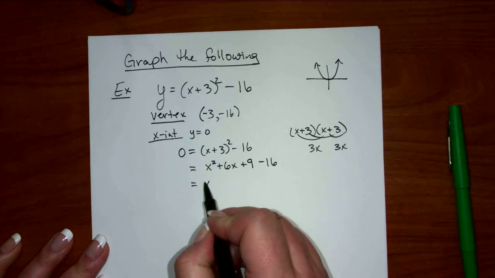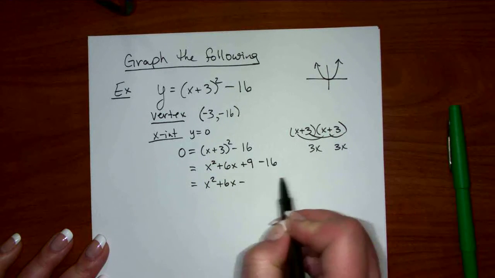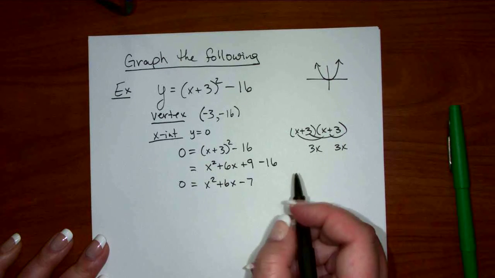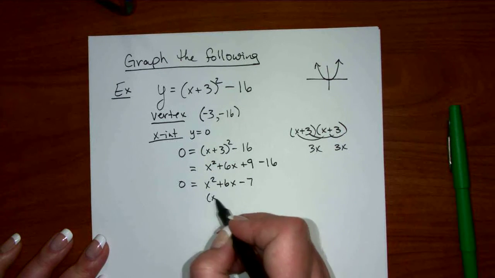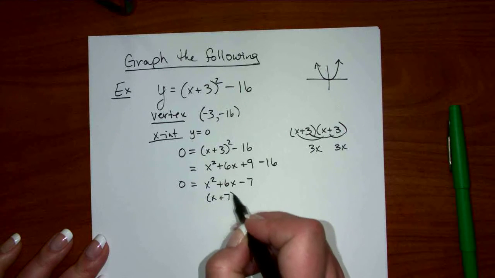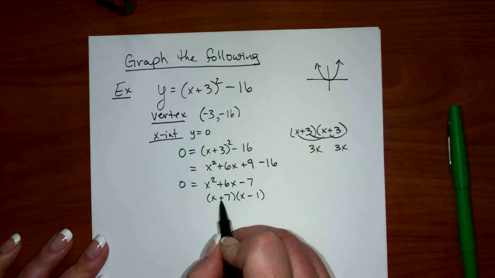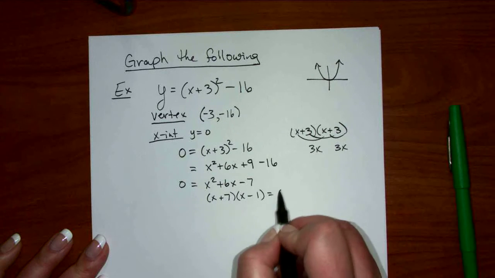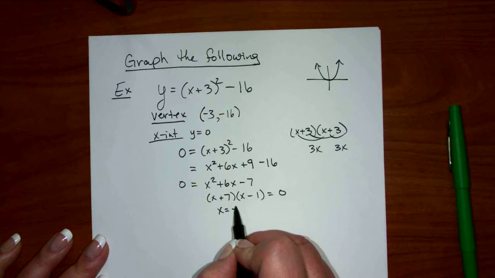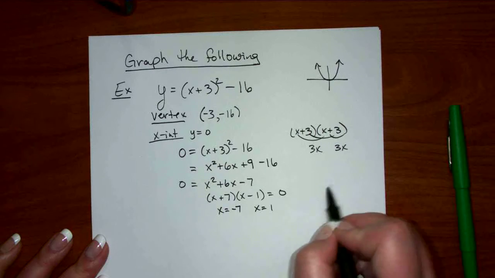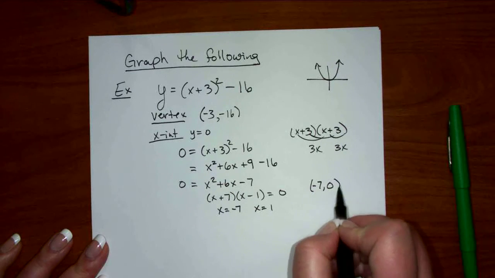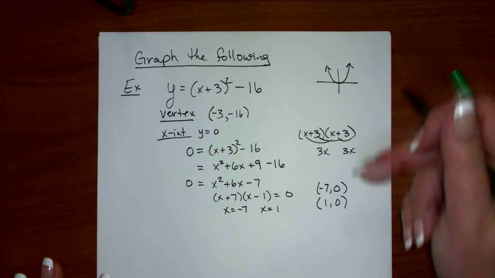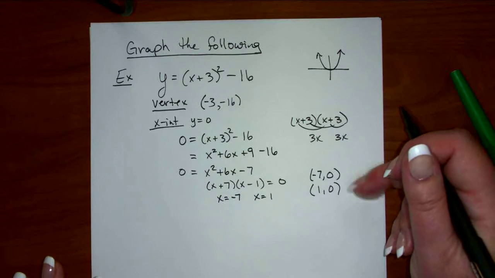X squared plus 6x minus 7. Does that factor? I think it does. Plus 7 minus 1. They multiply to give -7, and they add to give 6. So x equals -7 or x equals 1. So we have the vertex, we have 2 intercepts, and the y-intercept's the easier one.